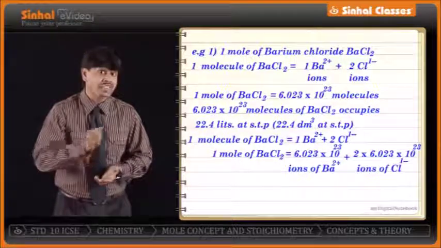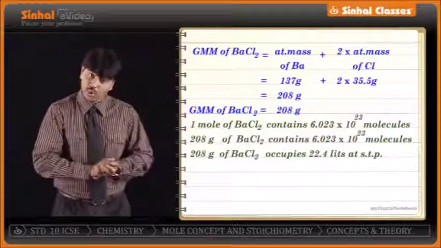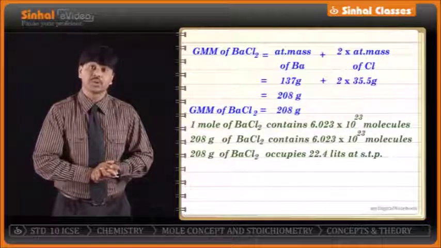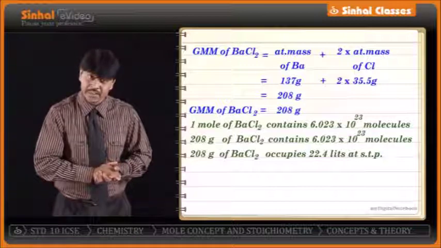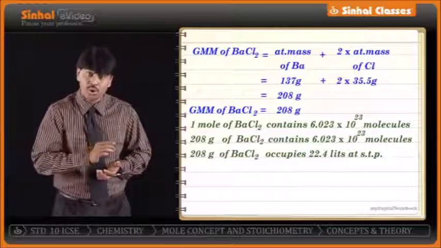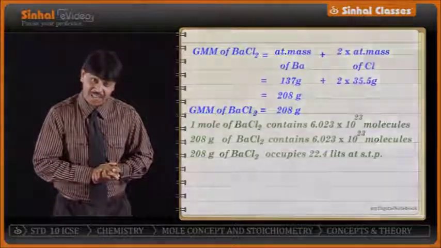But how many ions of barium, that is Ba2+? It will be 1 into 6.023 into 10 raised to 23. Whereas how many ions of chloride? It will be 2 into 6.023 into 10 raised to 23 ions.